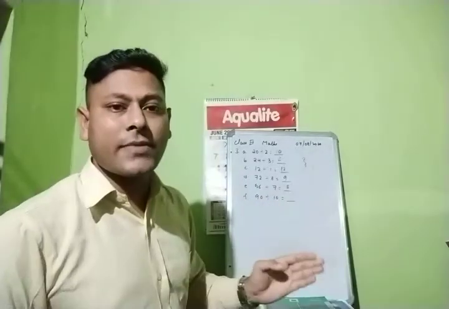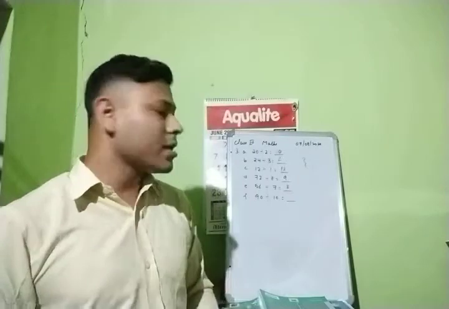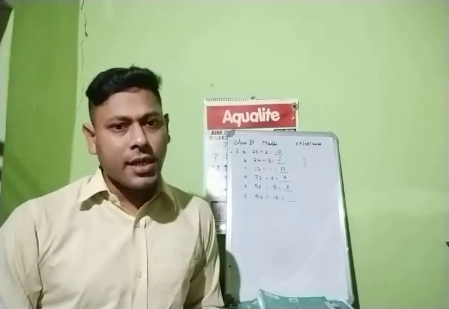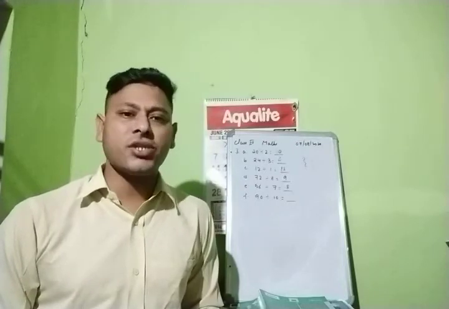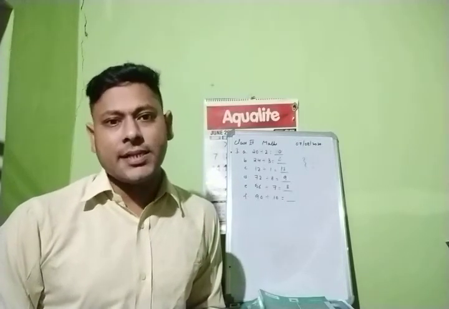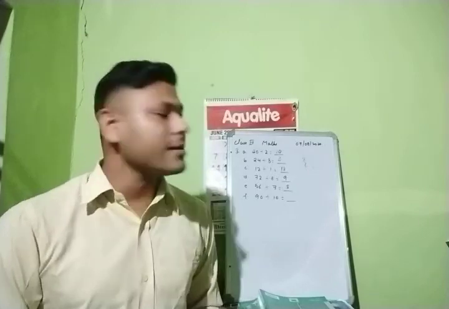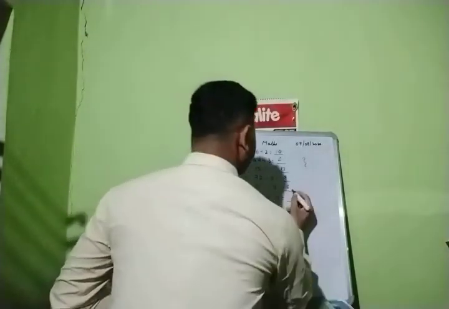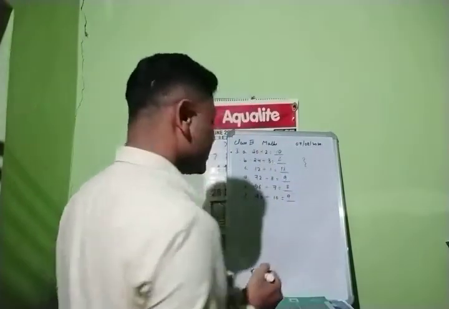Now 90 divided by 10, we have to say the table of 10 till 90. 10 ones are 10, 10 twos are 20, 10 threes are 30, 10 fours are 40, 10 fives are 50, 10 sixes are 60, 10 sevens are 70, 10 eights are 80, 10 nines are 90. So obviously 90 divided by 10, what will be our answer over here? It will be 10 nines are 90.